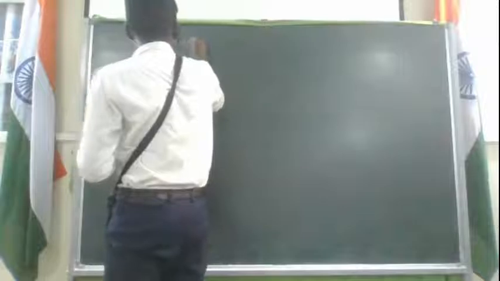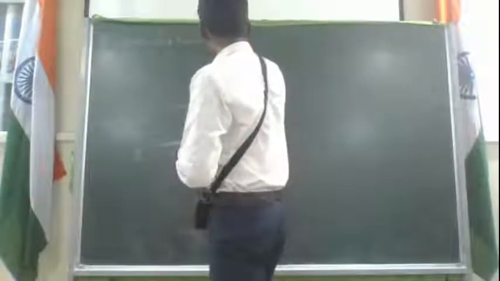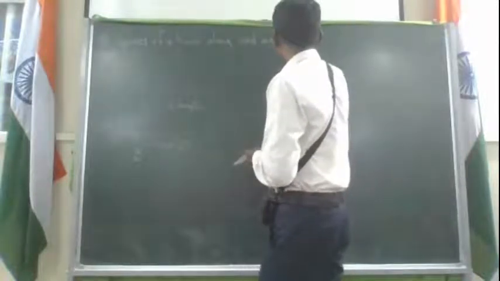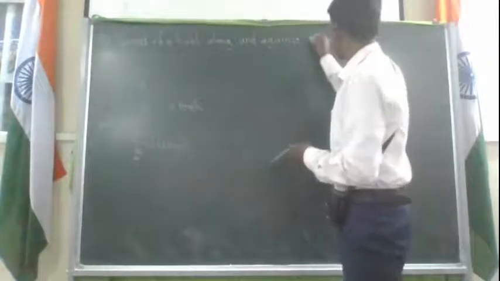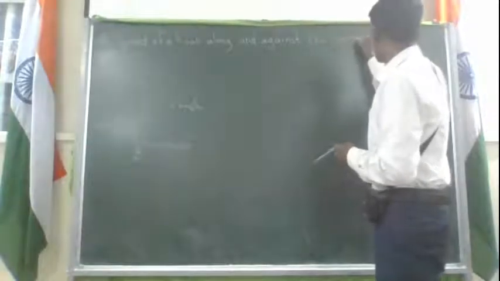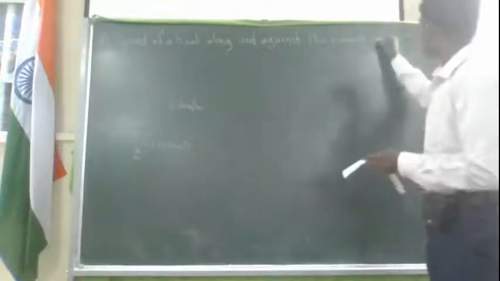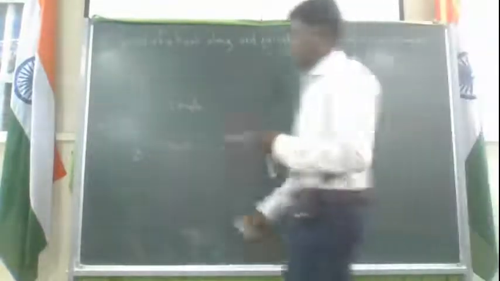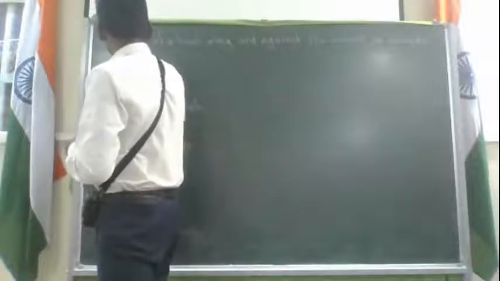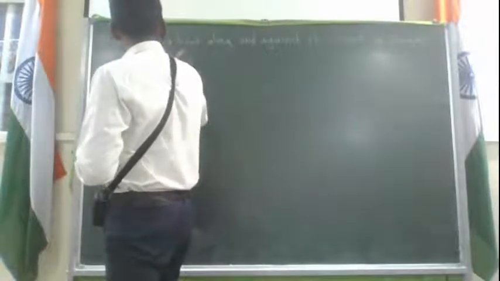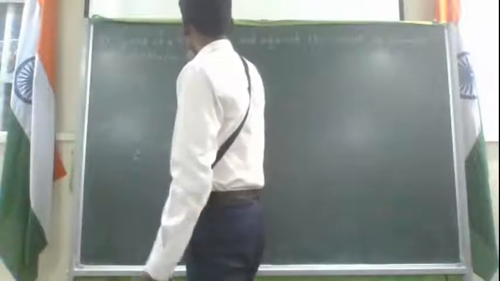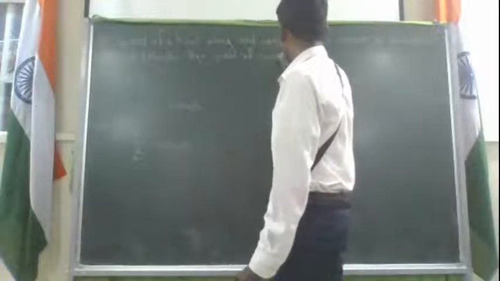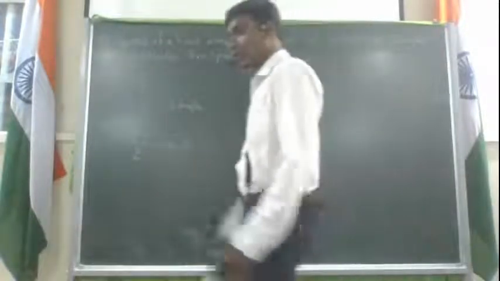Speed of a boat along and against the current are 12 kilometer per hour and 8 kilometer per hour. Then speed of current is dash. Find out in kilometer per hour.